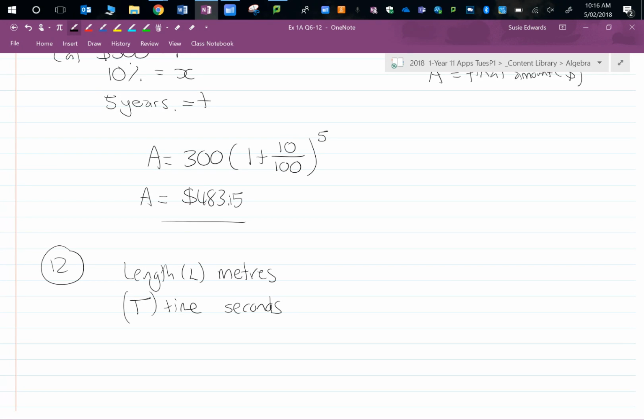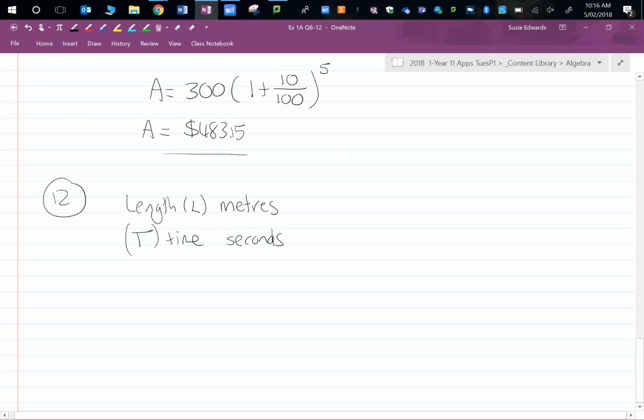So again, this is about using your calculator correctly. The first one tells us the pendulum is of length 1.15 metres. So we know L is 1.15. So all that we sub in is T equals 2 pi times the square root of 1.15 over 9.8, and we get our answer. So that's for A.